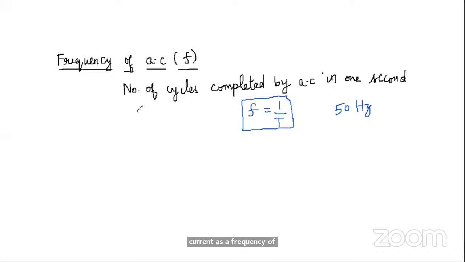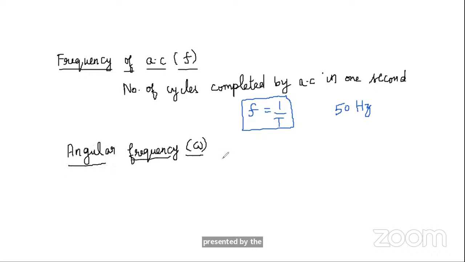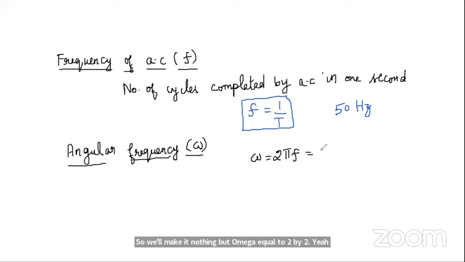Now we shall move on to the next definition, that is angular frequency, represented by the letter omega. So omega equals 2 pi into F, that is equal to 2 pi divided by T. This is the angular frequency.